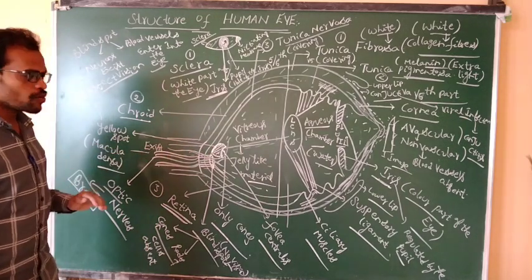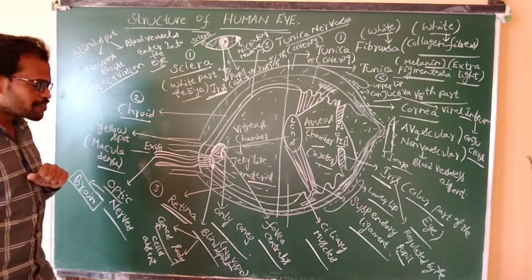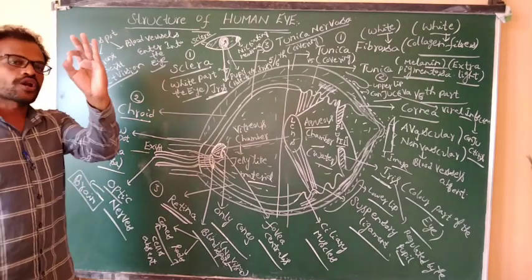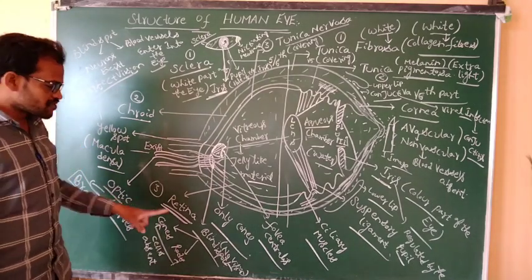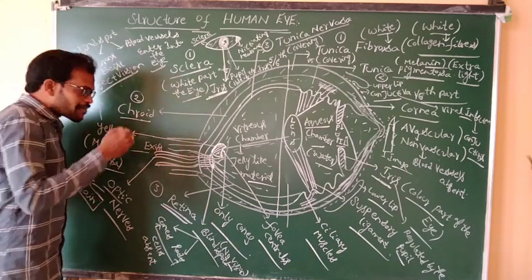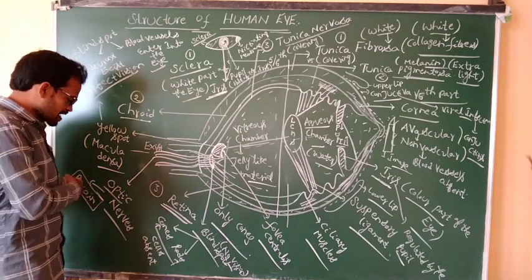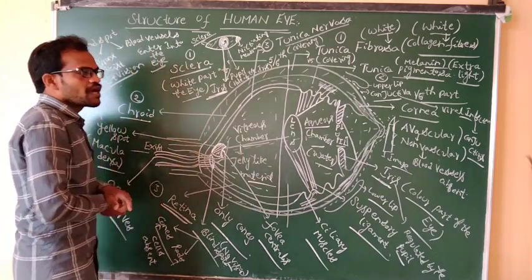Below the yellow spot there is the other spot, the blind spot. Blind spot means cone cells and rod cells are absent. That is what indicates the blind spot. But at the blind spot, the optic neurons are connected to the brain, and the blood vessels enter into the eyes.